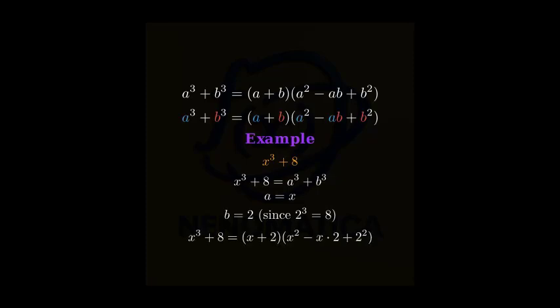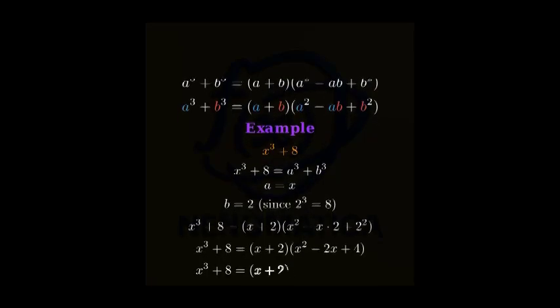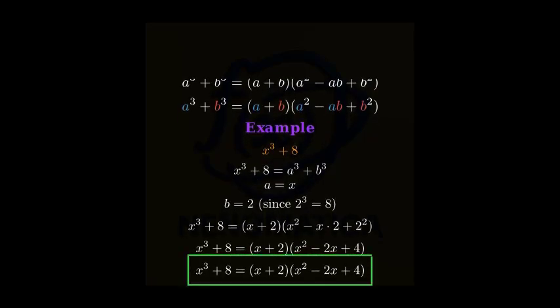We know that a cubed plus b cubed equals a plus b times a squared minus ab plus b squared. Let's simplify this further. We have x plus 2 times x squared minus 2x plus 4. This gives us our factored form of x cubed plus 8.